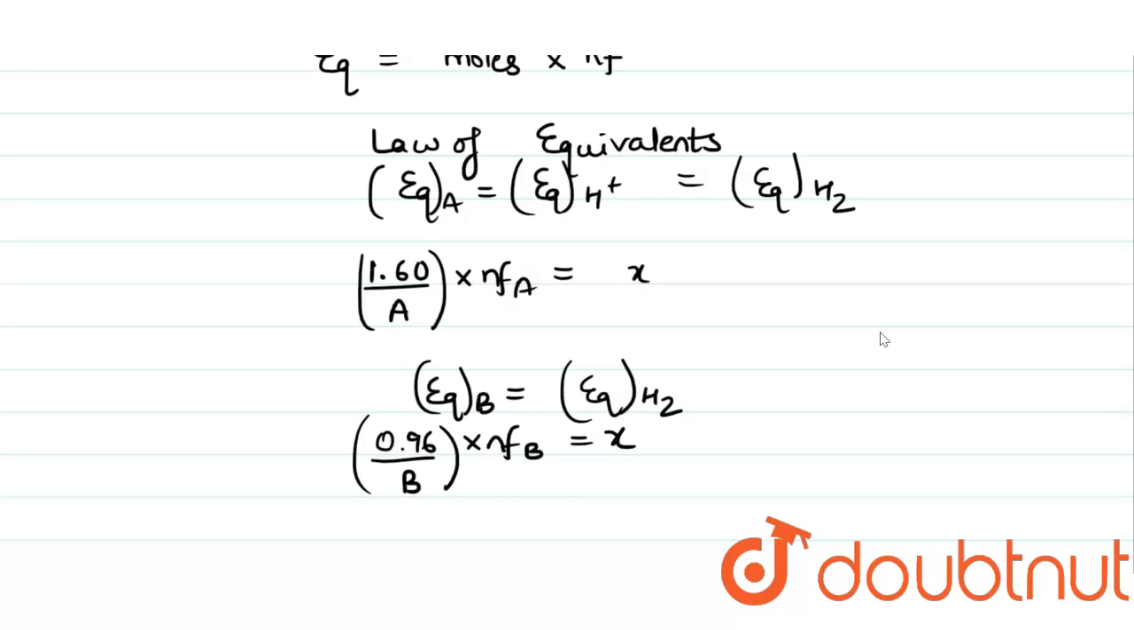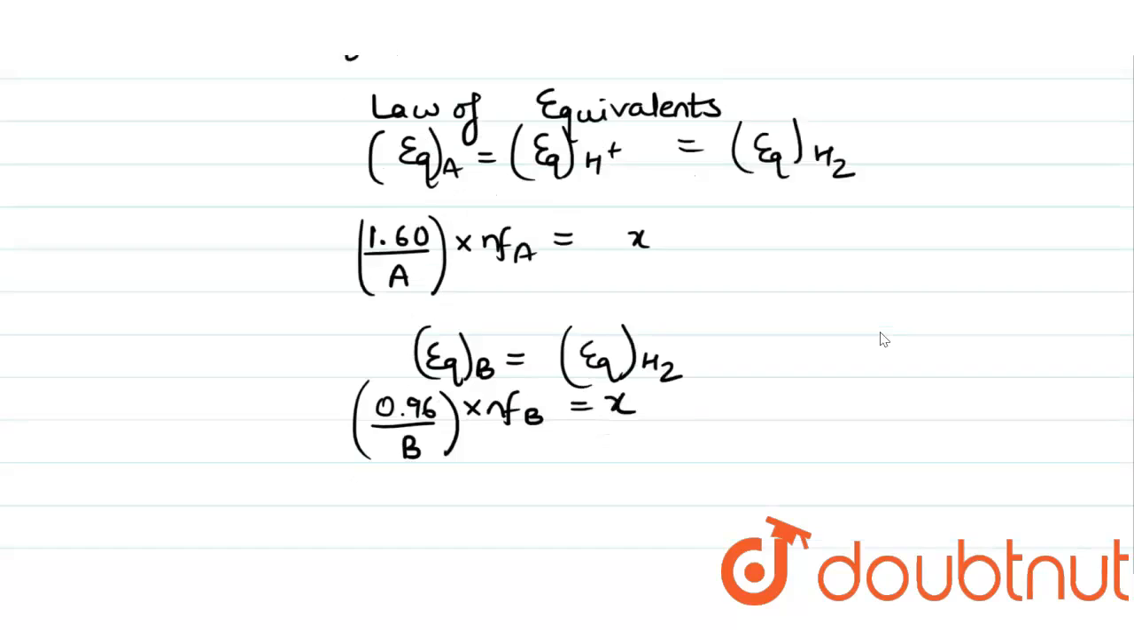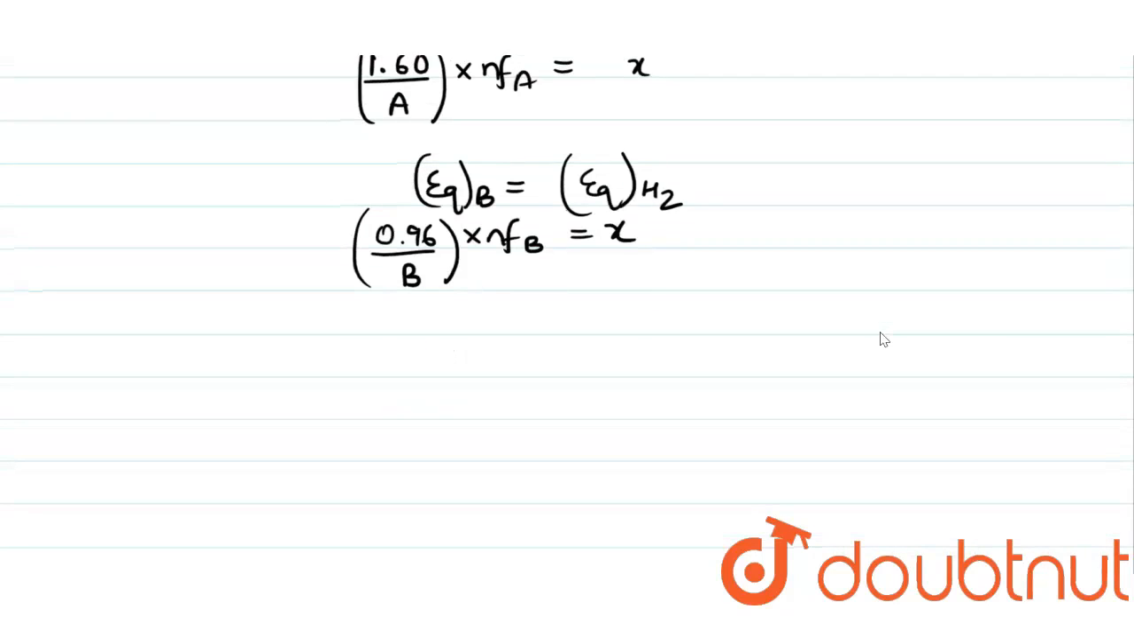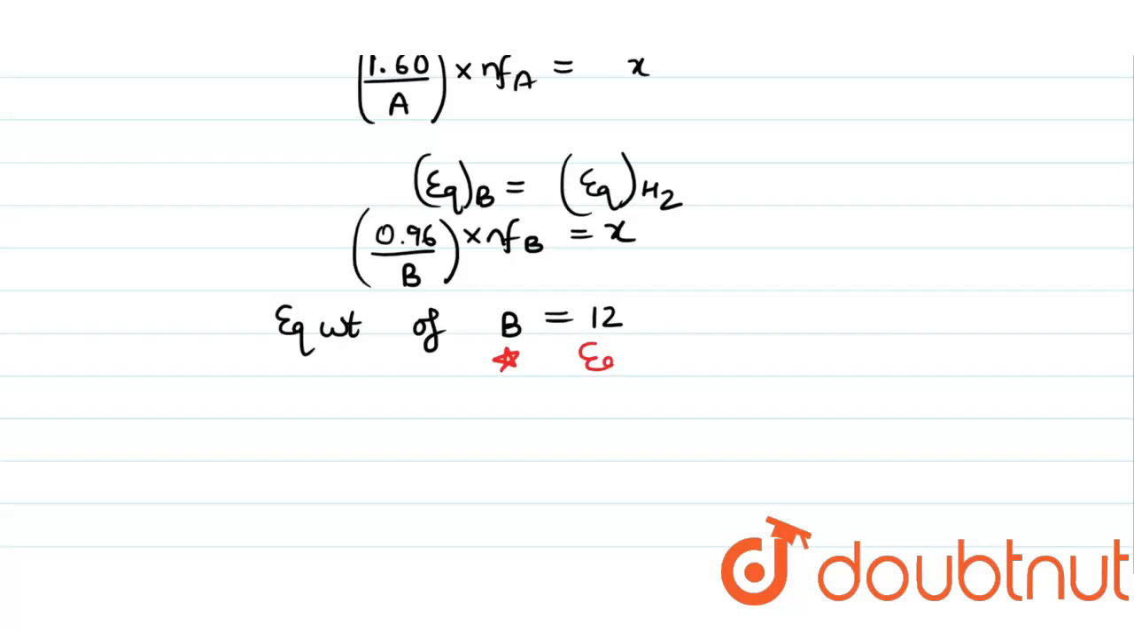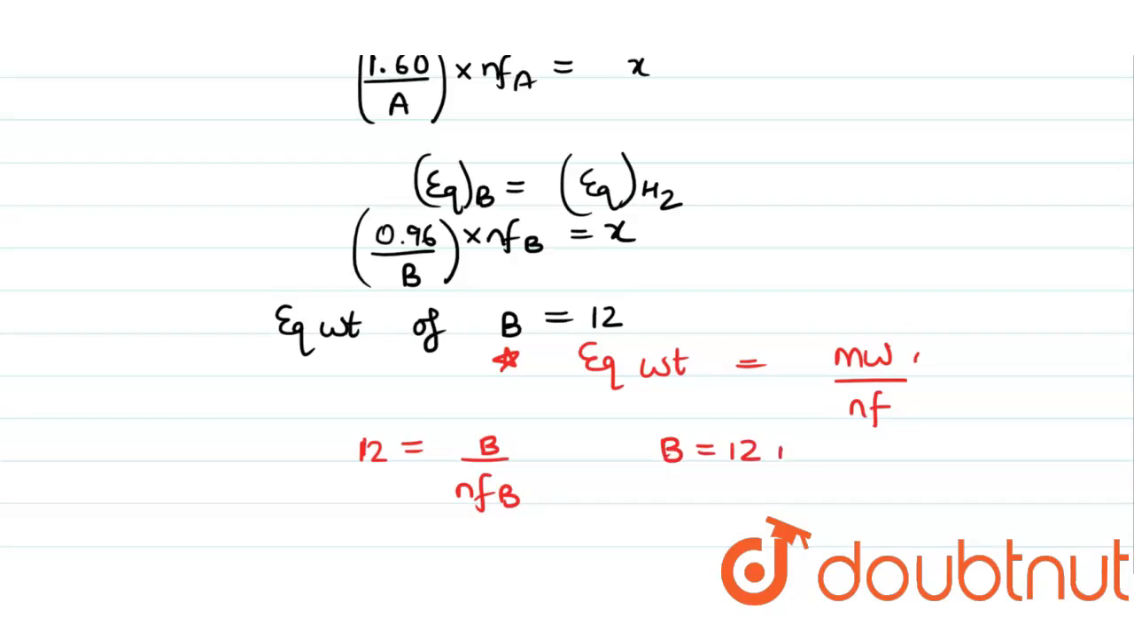Now n factor of A, n factor of B, A and B are 4 variables, so we need something to join them. We have been given equivalent weight of B is equal to 12. So now we need to know one more formula. Equivalent weight is equal to molecular weight upon n factor. So 12 is equal to B upon n factor of B. So we get B is equal to 12 into n factor of B. So this is one formula.